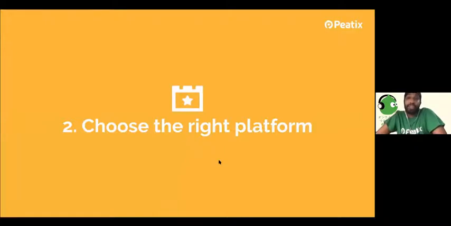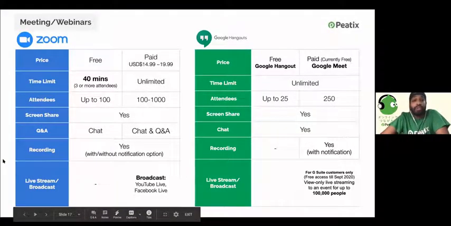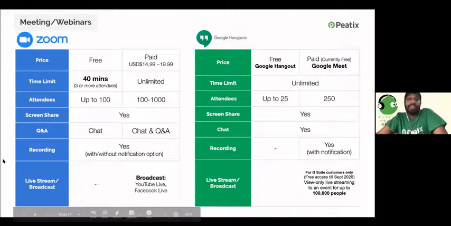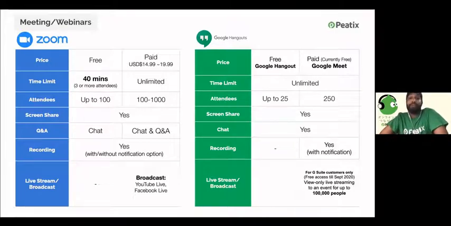Then it comes to choosing the right platform for your event. And today there are so many event platforms out there that it can get a bit confusing to choose which is the right one for you. I won't go into too much detail, but the two most common platforms out there are Zoom and Google Hangouts. One of the most important things for Zoom is to know that for the free version, it's up to 40 minutes and 3 or more attendees. But for the paid version, you have unlimited time to use the platform.